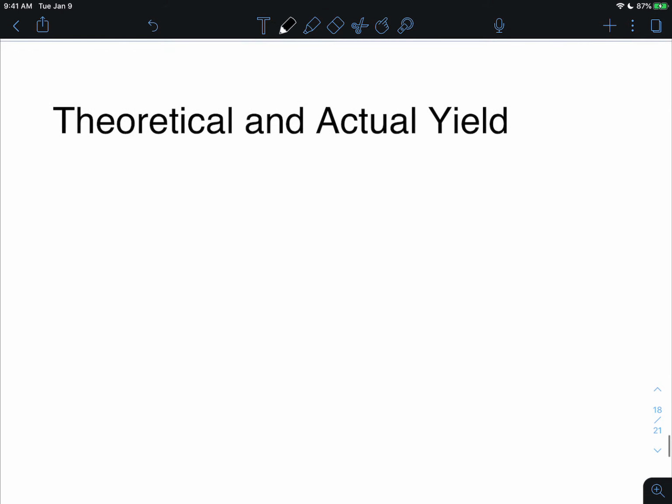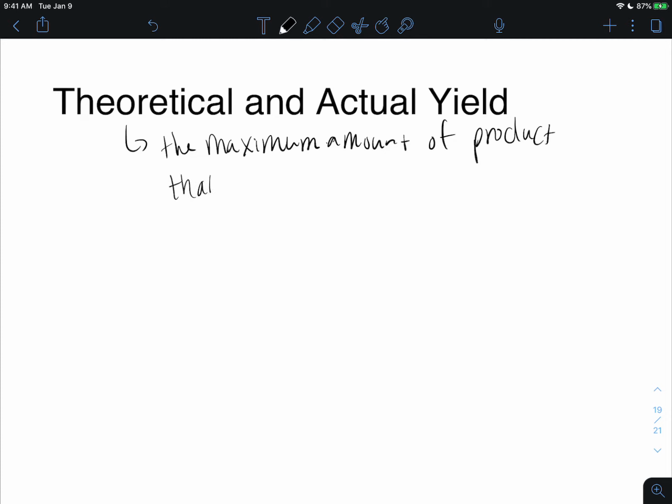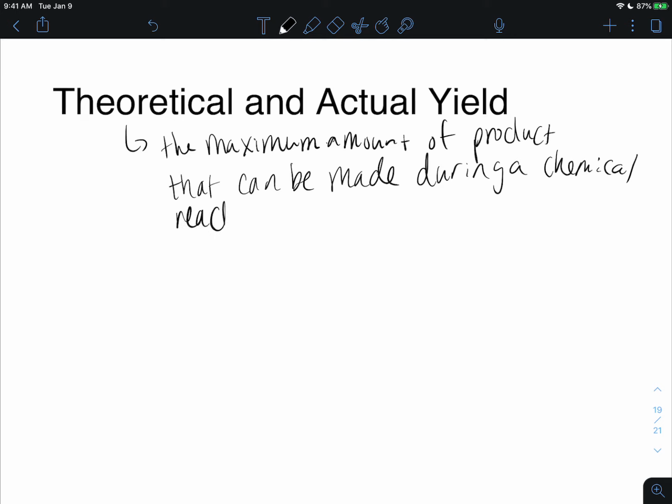Okay. We have something called theoretical yield and actual yield. Theoretical yield is the maximum amount of product that can be made during a chemical reaction. And this is theoretical, right? So how much we could theoretically make. This is based on stoichiometry and limiting reactants.